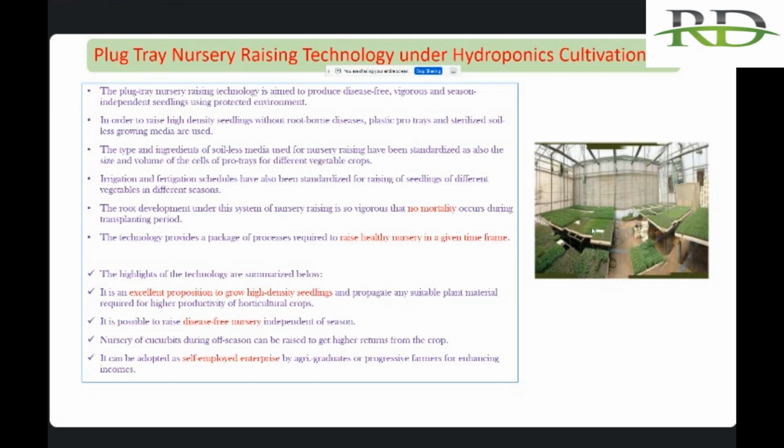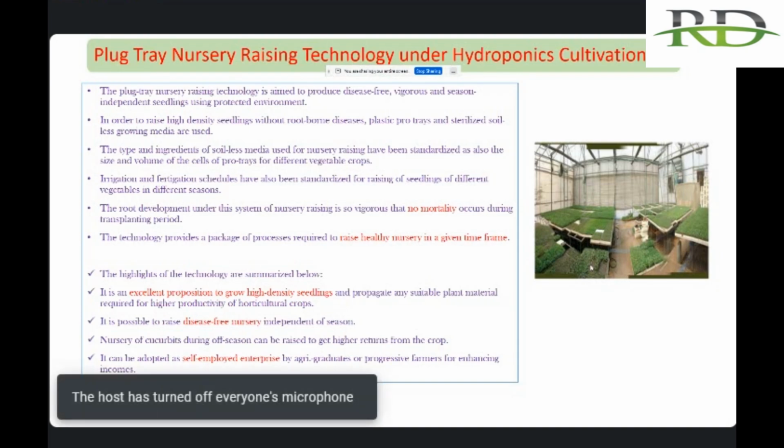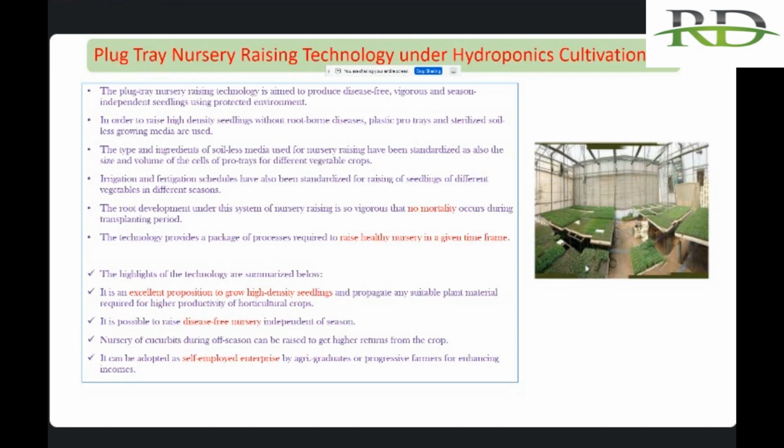These nursery plants, hydroponic plants, will be very vigorous, and they are season independent. You can grow in any season, around the year, in a protected environment. Also, we can raise more seedlings, high density seedlings, and there will be no root-borne diseases, because the soil is not there, so there are no root-borne diseases in this plug tray system.